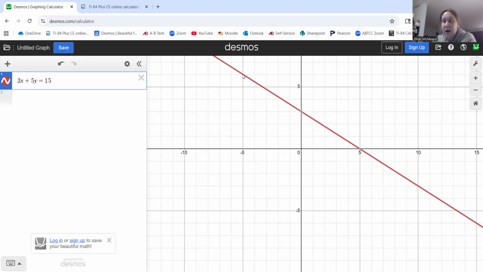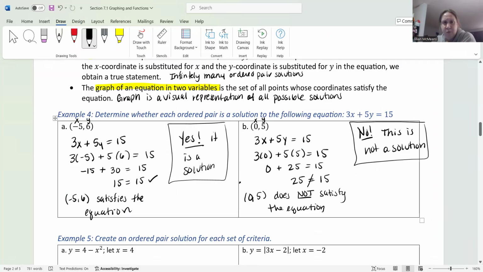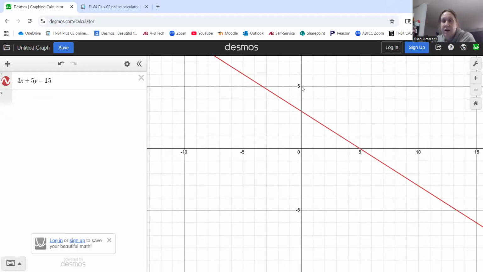And that was that first ordered pair that we said, hey, this really is a solution to the equation. Now, the second ordered pair was (0, 5). Let me go back to the equation to check. Okay, so (0, 5). So let's go back here to Desmos. When we go (0, 5), that would be right here. Let me plot a point. So in blue, hopefully you can see this point here at (0, 5). You can see this point is not on the graph. So that would indicate that it's not part of the solution set.